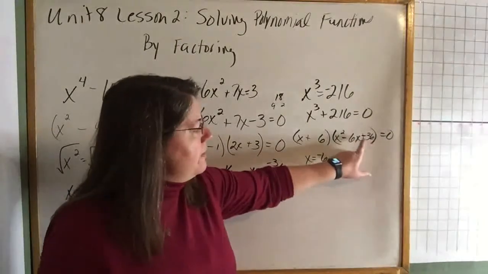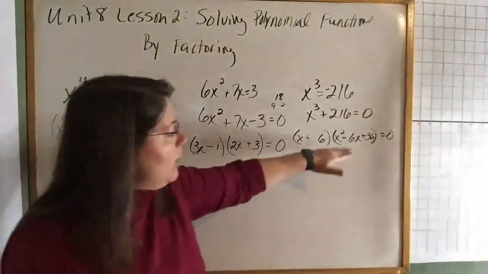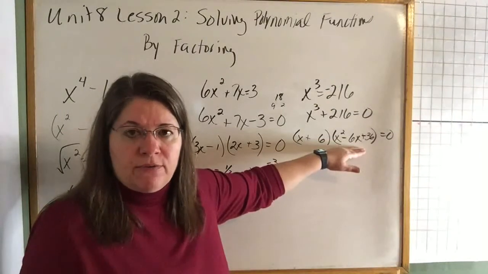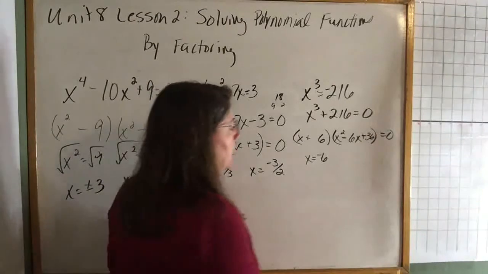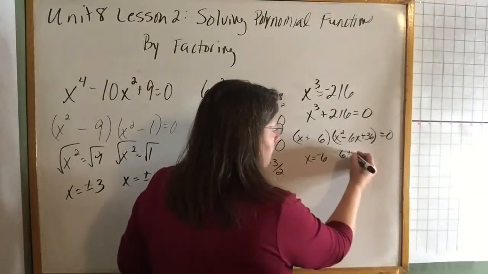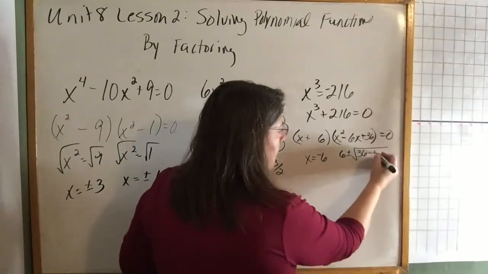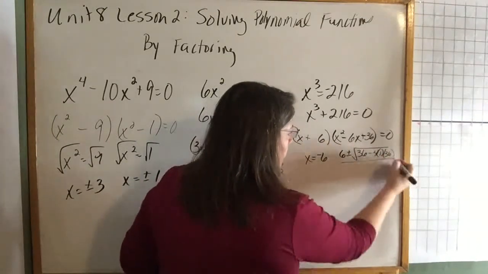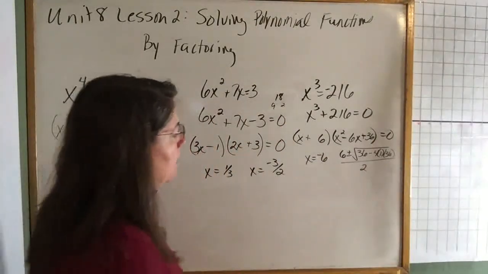Are there factors of 36 that add to give you 6? No, and I've never seen a trinomial that comes out of a perfect cube or the sum or difference of cubes that will factor. So I'm going to use the quadratic formula. Negative b, which is 6, plus or minus the square root of b squared, 36, minus 4 times a times c, which is 36, all over 2 times 1, which is 2a. And then I'm going to solve that.